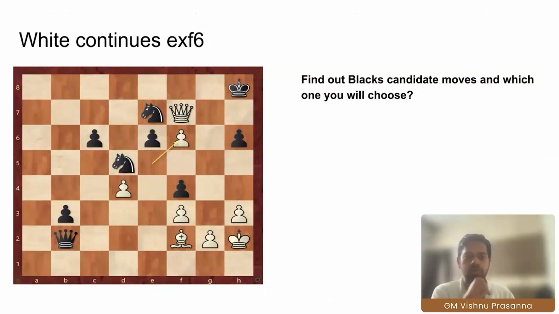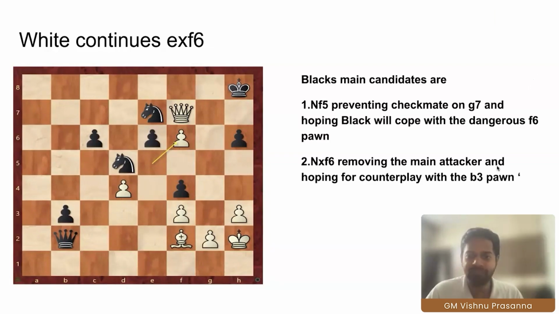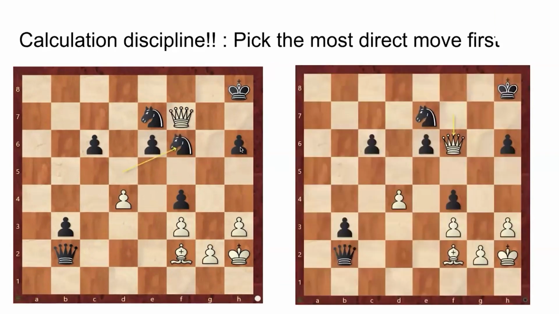Right? So guys, there's the next question on the screen. What are black's candidate moves? And which one will you choose? So knight f5 preventing checkmate, hoping that black will cope with the dangerous f6 pawn. Knight f6 removing the main danger, hoping for counterplay. So these are our two options. Right? So yeah, calculation discipline. So how is knight f5, it is not so easy actually.